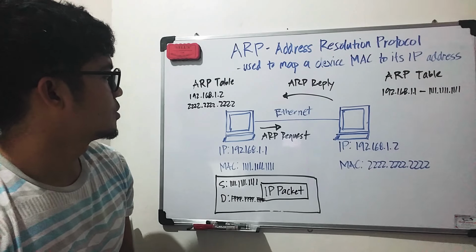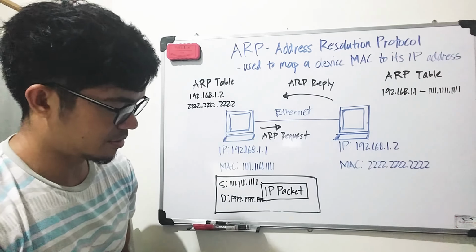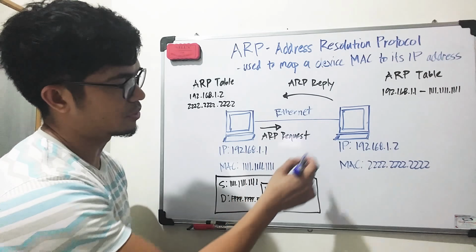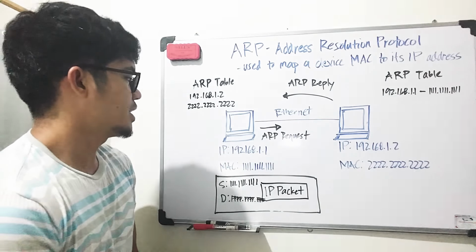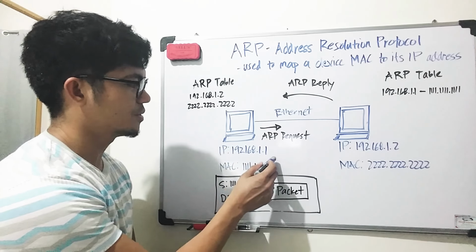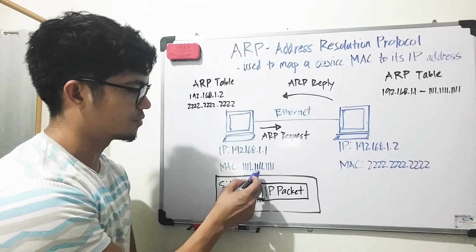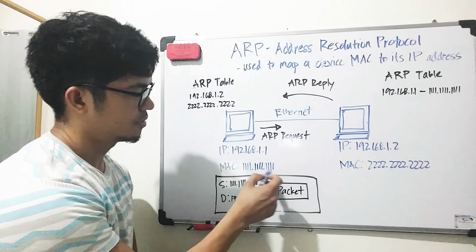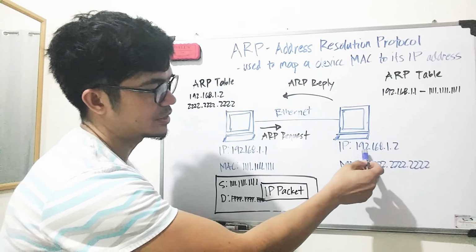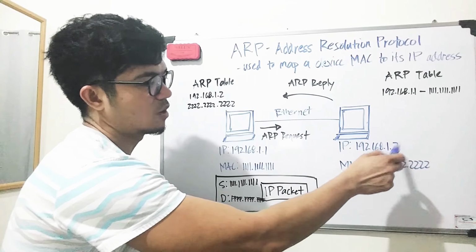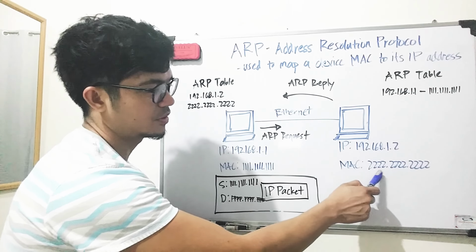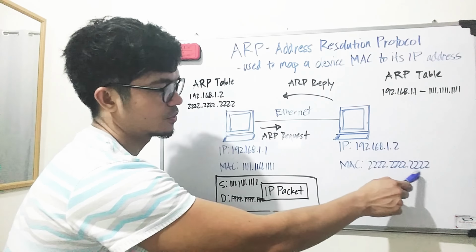So imagine, let me just explain what we have here. We have two PCs or computers. This PC has an IP address of 192.168.1.1 and a MAC address of all ones. And here, 192.168.1.2 and a MAC address of all twos.